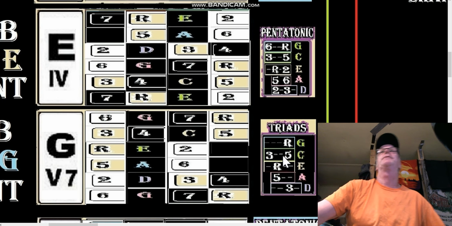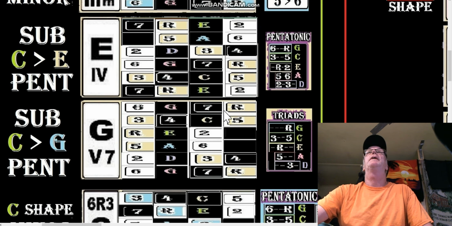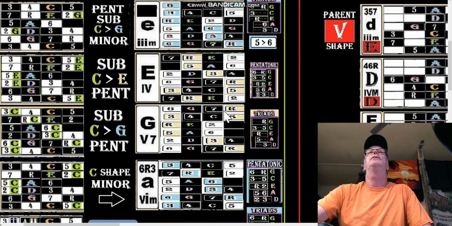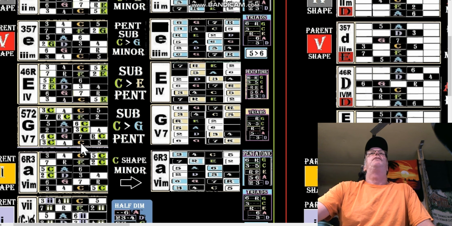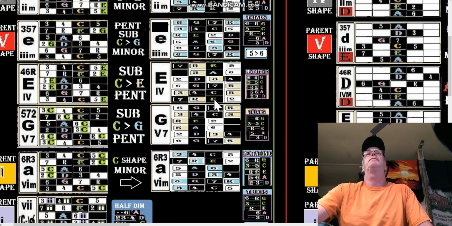Sorry we didn't get through that too easily. But we have a lot of charts to look at. So we're going to substitute the 5th string shape rather. For the 5th, we're going to substitute the 4th string shape for the 4th. So C goes to E and C goes to G.